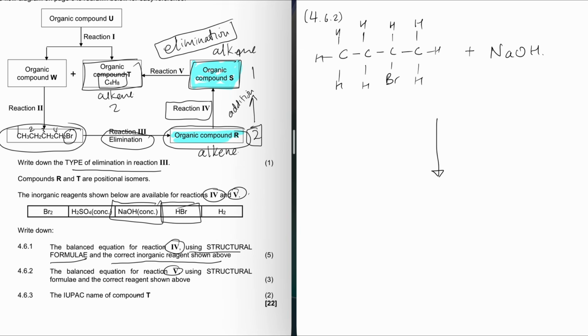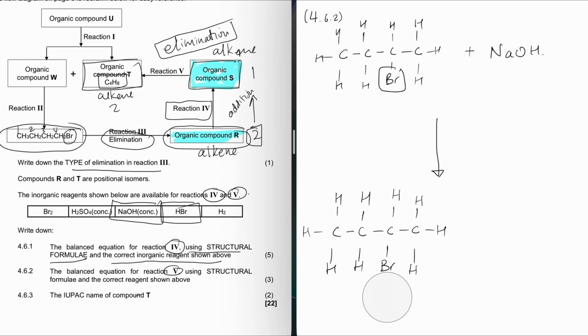So our products here are going to be, this is the 4 carbon chain like so. Then we're going to have hydrogen, hydrogen, hydrogen, hydrogen here. Now there's still going to be a hydrogen here, and we've got the bromine. So the bromine certainly is going to be removed. So let's take that out. So we've got this vacant spot.